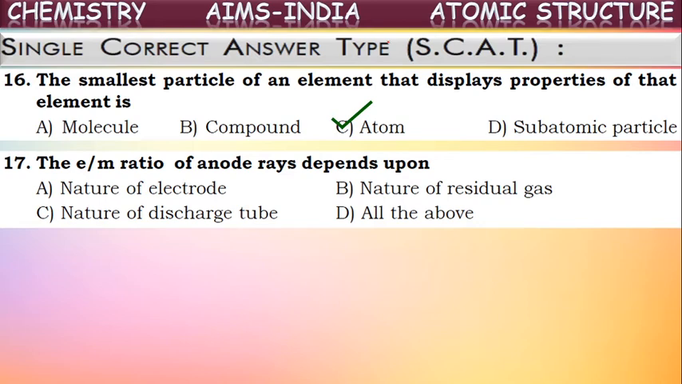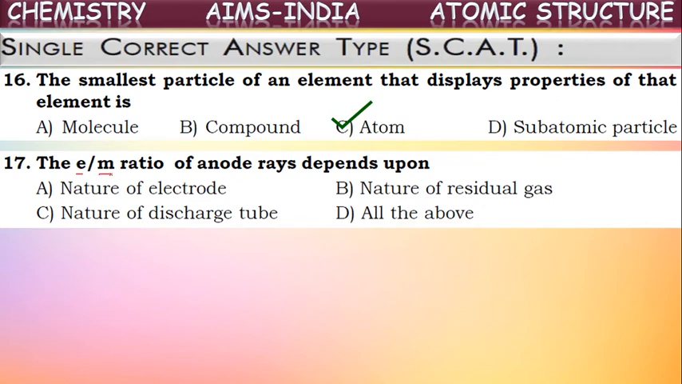Between the cathode rays and anode rays, the major difference is that cathode rays are independent of any gas taken in the discharge tube. But anode rays vary from gas to gas. These anode rays change when you change the gas taken in the discharge tube. So the e by m ratio of cathode rays is independent of the gas taken in the discharge tube, whereas the e by m ratio, what does it mean here? E by m ratio, specific charge, charge to mass ratio.